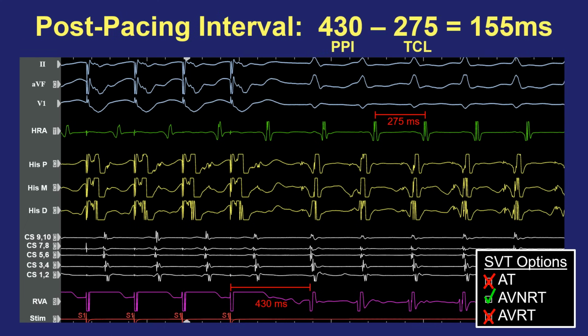And if we look at that difference, the post-pacing interval here from the tachycardia cycle length, we get 155 milliseconds, which is significantly longer than that 115 millisecond cutoff. So this is also now consistent with AV-NRT. It's important to look at all the features of your maneuvers and make sure that they are all consistent with the same diagnosis, because if you have a contradiction or a conflict, you need to resolve that conflict before you ablate to make sure that you're ablating the right thing.